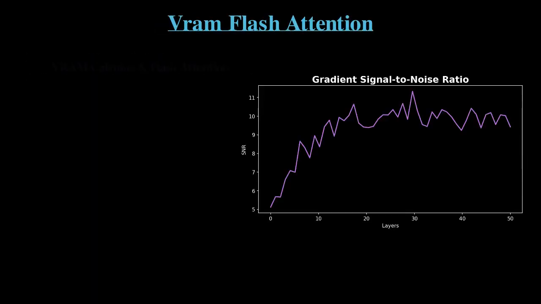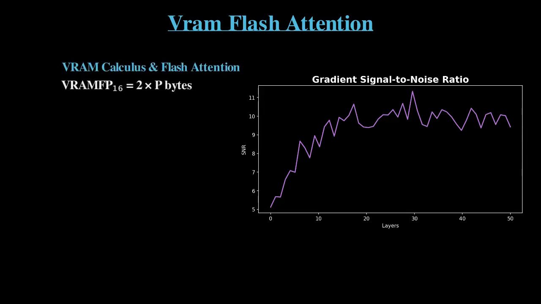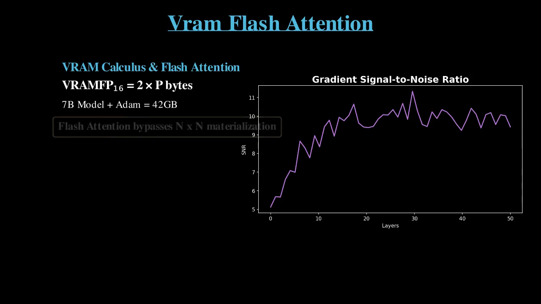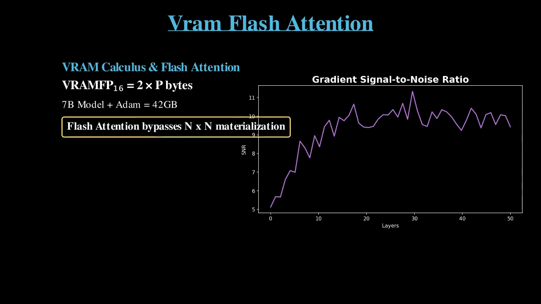Let's do the VRAM calculus for a 7 billion parameter model. At FP16, the model weights take 14 gigabytes. The Adam optimizer states demand another 28 gigabytes. Add the frozen reference model, and we are around 56 gigabytes, even before activations.